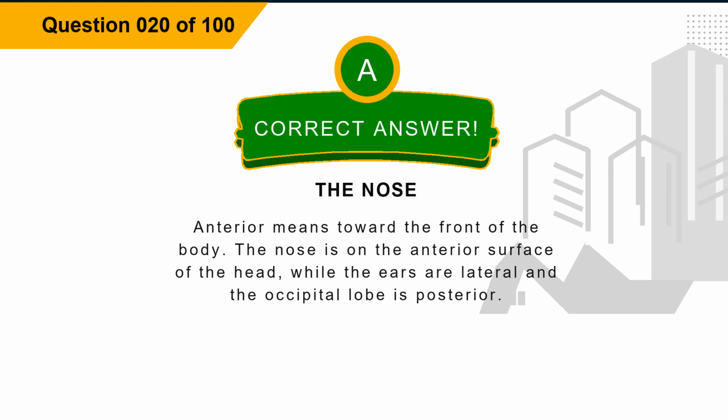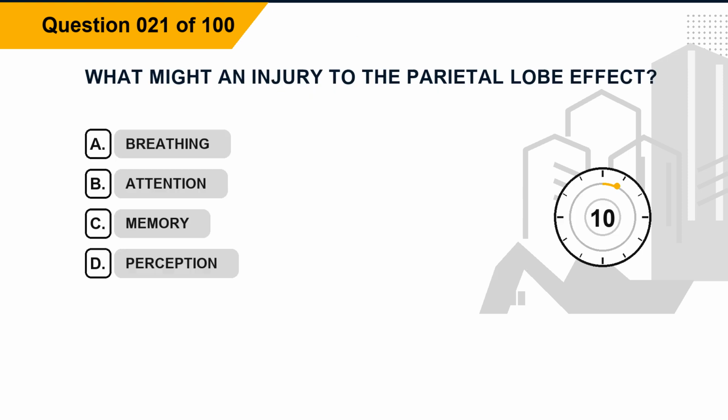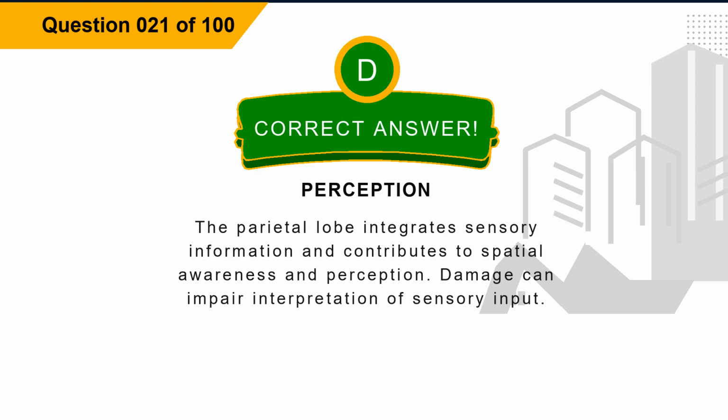Explanation. Anterior means toward the front of the body. The nose is on the anterior surface of the head, while the ears are lateral and the occipital lobe is posterior. Question 21. What might an injury to the parietal lobe affect? Option A, breathing. Option B, attention. Option C, memory. Option D, perception. The correct answer is option D, perception.